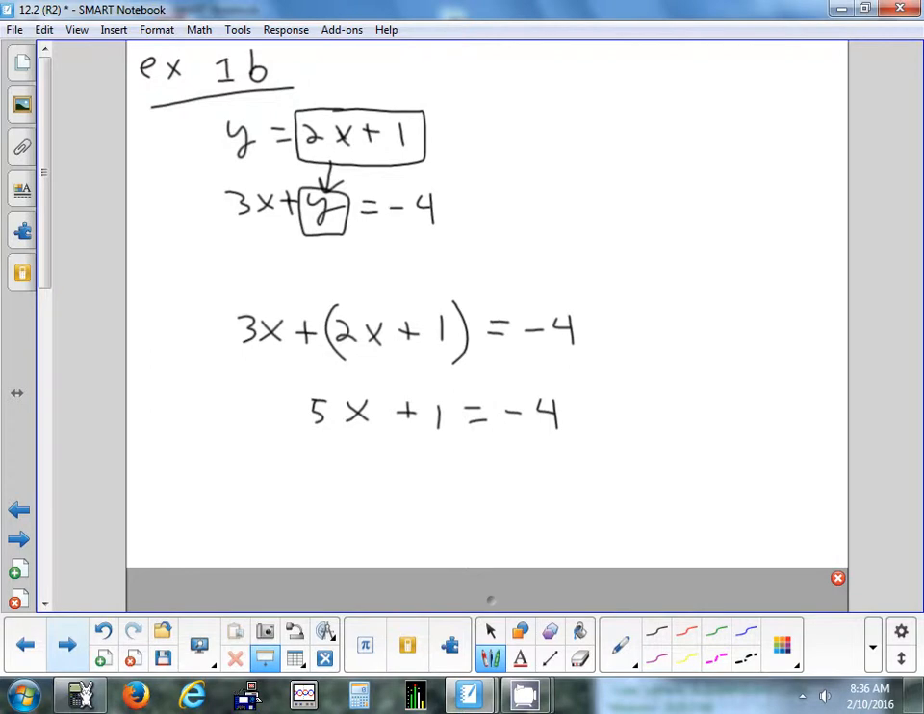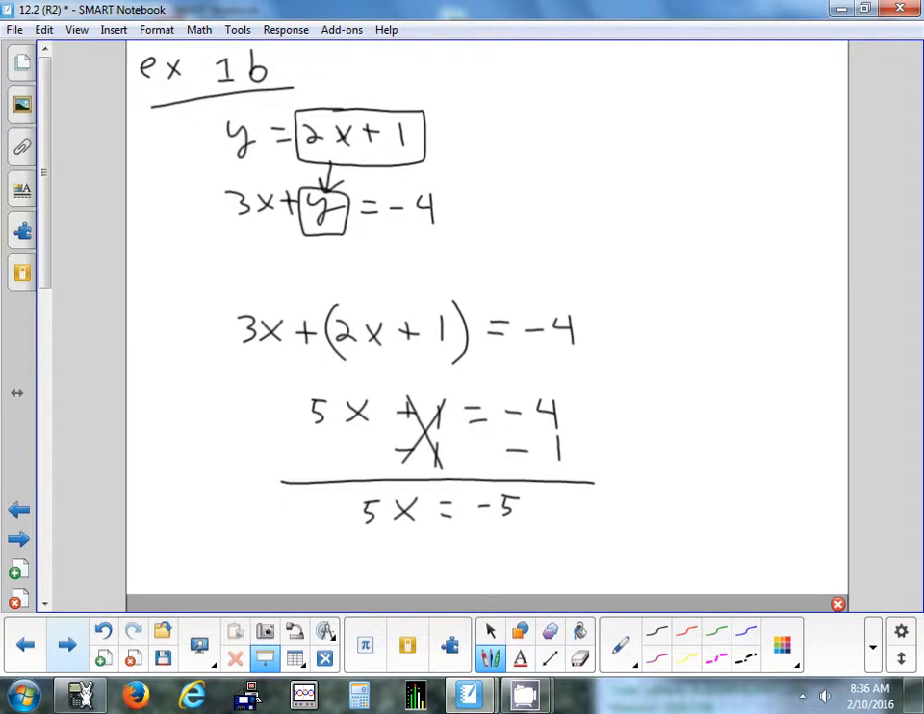You subtract 1 from -4, and on the other side as well. And what does that give me? -5. And what's my last step? Get x by itself. You divide by 5. Can you say one more time what I'm going to divide each side by? Divide by 5. And x equals -1.